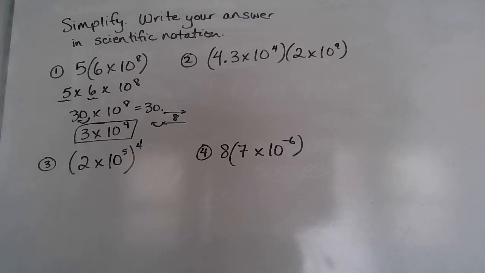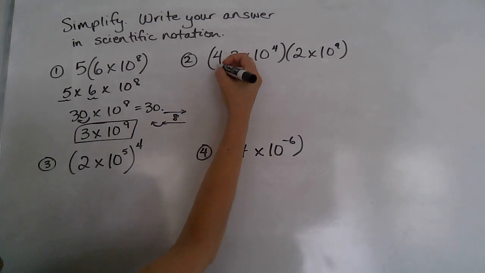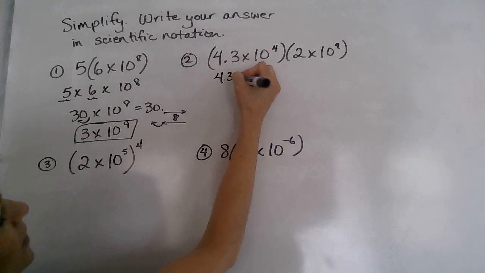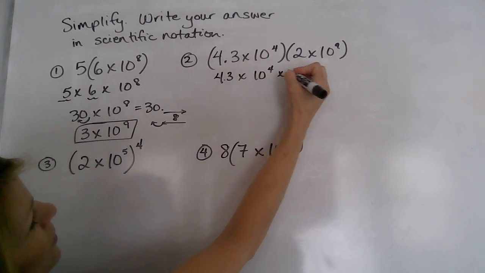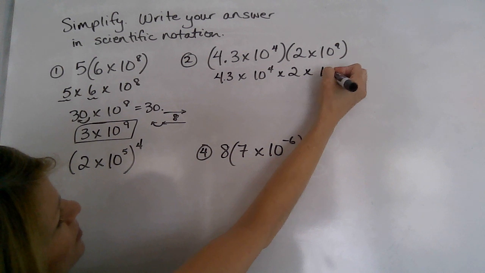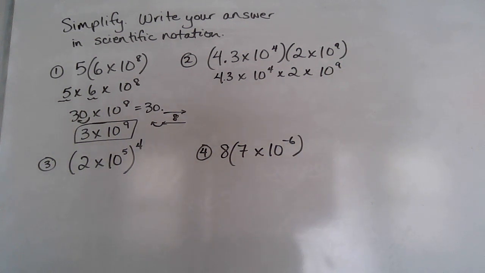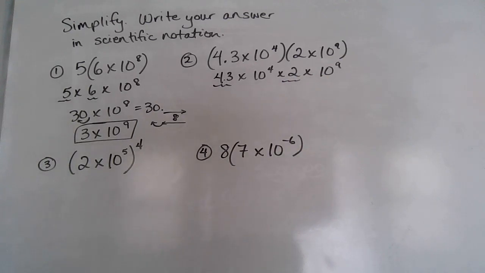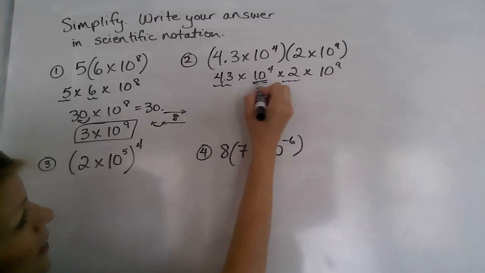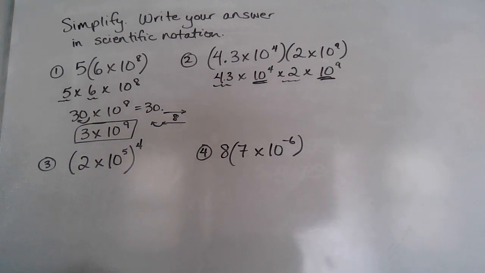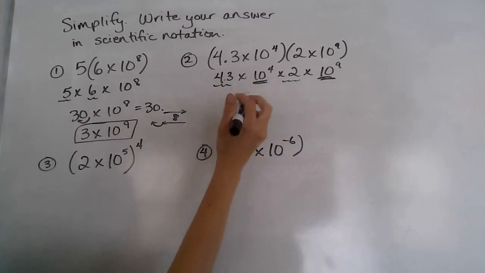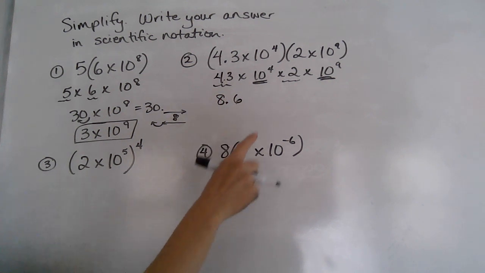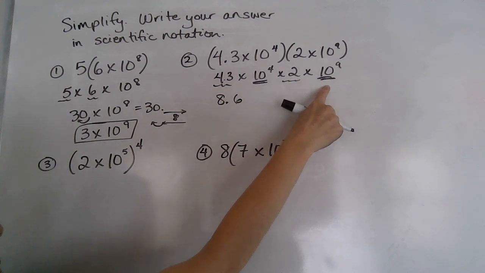All right, number 2, similar. We have 4 different things being multiplied together. We have 4.3 being multiplied with 10 to the 4th, which is being multiplied with 2, which is being multiplied by 10 to the 9th. So remember, you can go ahead and multiply the regular numbers together, and you can combine the powers of 10. 4.3 times 2 gives us 8.6.